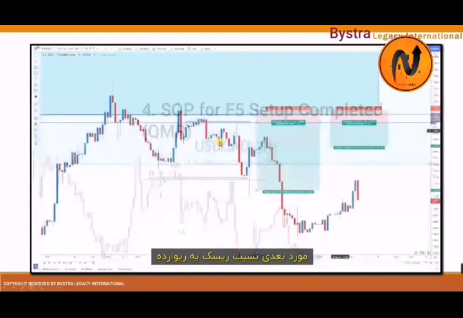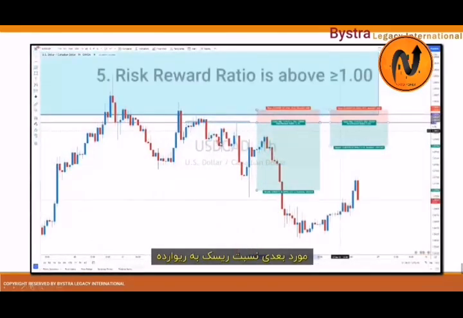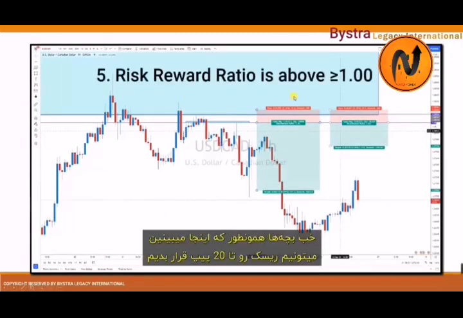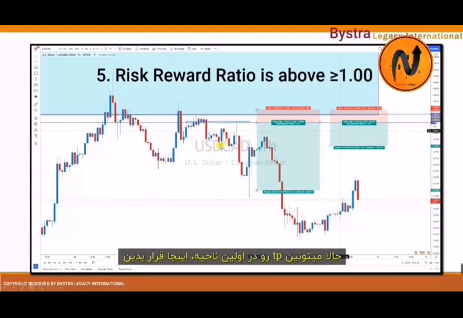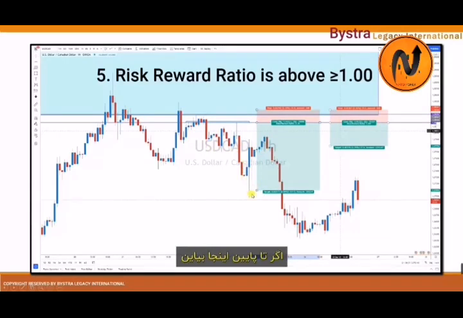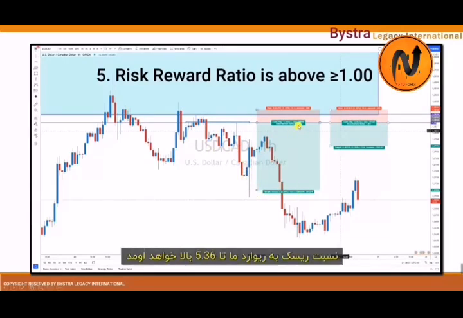Next is the risk reward ratio. Okay, now guys, as you can see here, we can put the risk at up to 20 pips from our entry point. Now you can TP in the first area here. So even if you take profit at this previous low, it has a 1.83 risk reward ratio. So if you go all the way down here, we have all the way up to 5.36 risk reward ratio, or even here is fine.